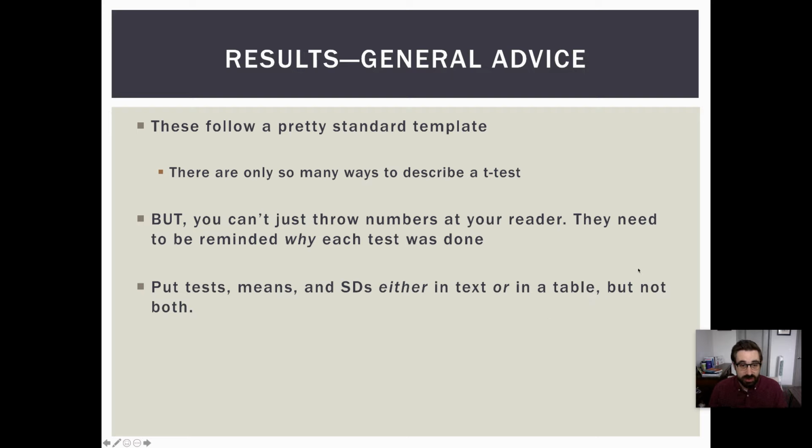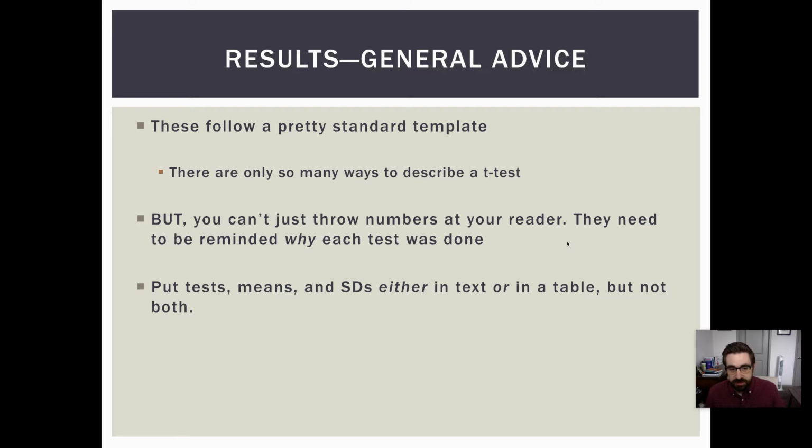I don't just throw t-tests at people or throw ANOVAs at people. Your reader needs to be reminded why each of these tests was done. So your reader is going to get to this section and they're going to see a bunch of numbers. They need to have context to understand what these numbers mean. If you've ever tried to read a paper, you will know that you would appreciate it if they provided you context, and they don't always. So it's a lot easier to understand what's going on if you remind the reader what these tests mean.